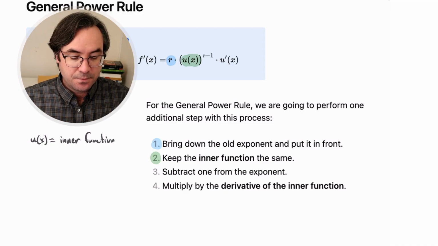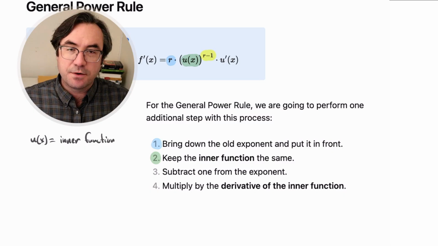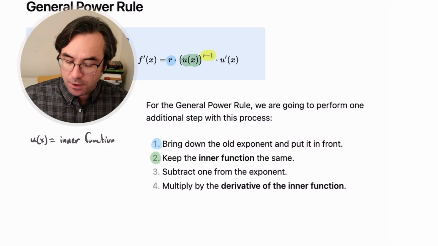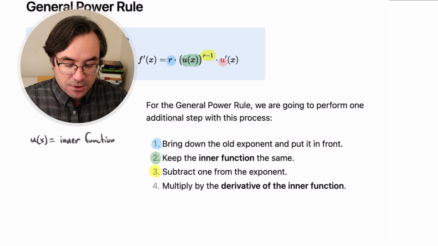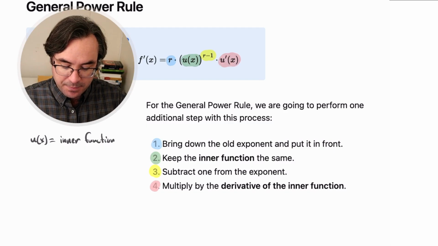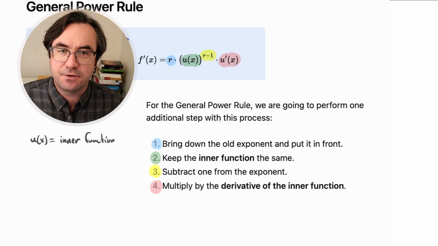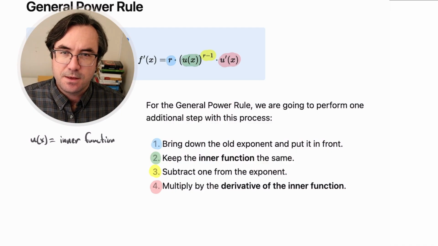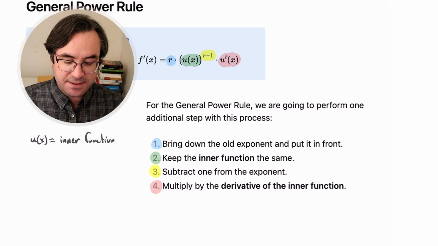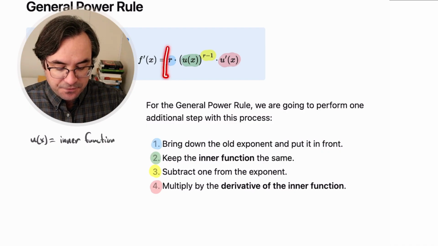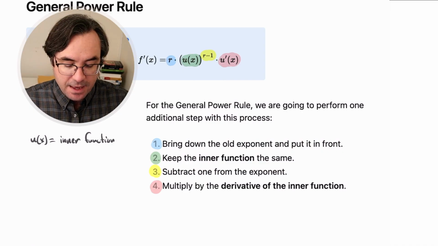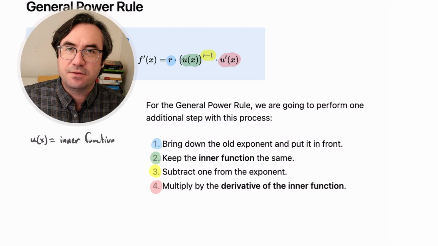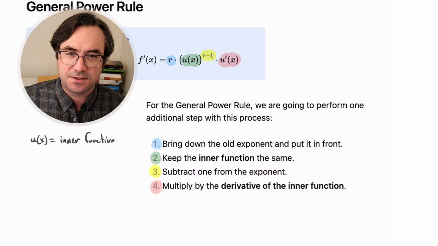Then we're going to subtract 1 from our exponent, just like before. So we subtract 1. And now we have one additional step. And that is we're going to multiply by the derivative of that inner function. So the way to think of this is the first part of this is like our regular power rule, and then we're multiplying by the derivative of the stuff that's inside the parentheses.